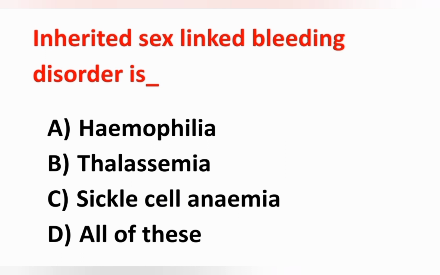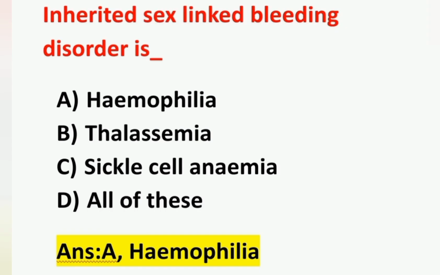The next question, inherited sex-linked bleeding disorder is. Options are option A, hemophilia, option B, thalassemia, option C, sickle cell anemia, and option D, all of this. Correct answer is option A, hemophilia is the inherited sex-linked bleeding disorder.